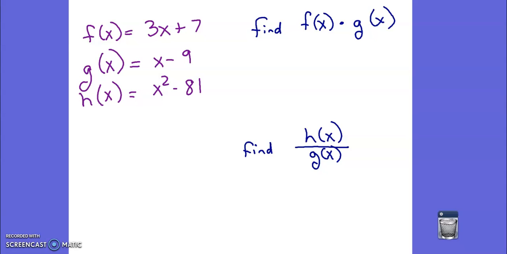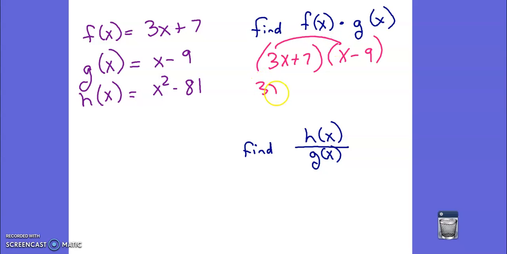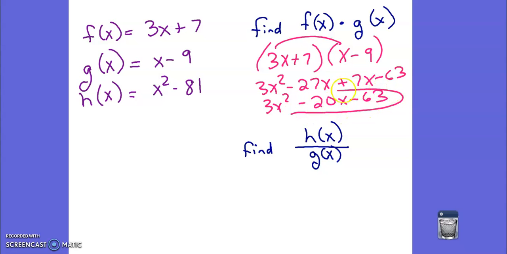Here I'm going to multiply f of x. Notice f of x is 3x plus 7, and g of x is x minus 9. So here I'm just going to FOIL these. And that would be multiplying f of x times g of x.